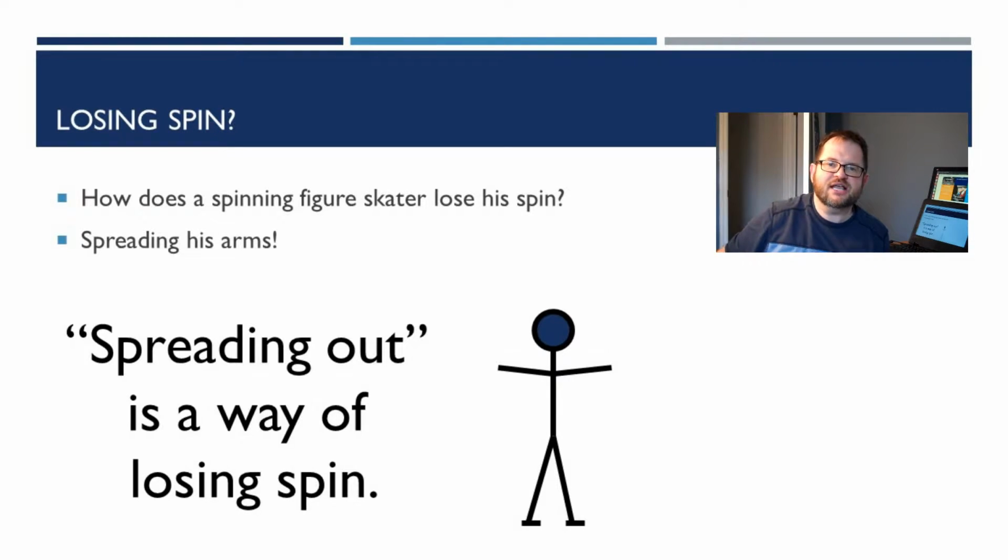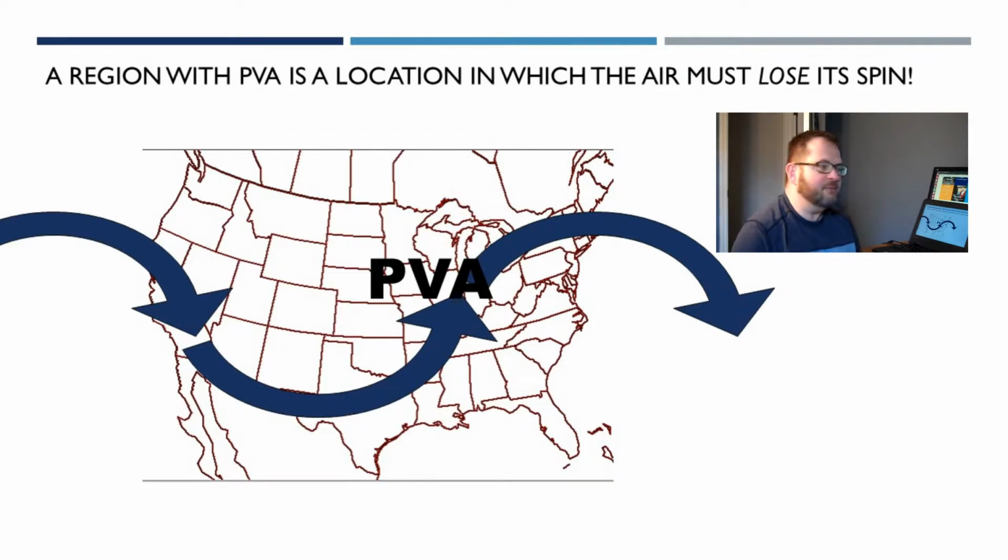Probably in a high school physics class or a college physics class, they even did that demo, maybe even using something as corny as a spinning chair, where they showed that if you spread your hands out, there's a conservation of angular momentum, if you remember that term from physics class, and your angular momentum is conserved, but your angular velocity decreases as you spread out. Spreading out the mass is a way of losing spin. Well, an area of positive vorticity advection is apparently a place where the air has to lose spin.